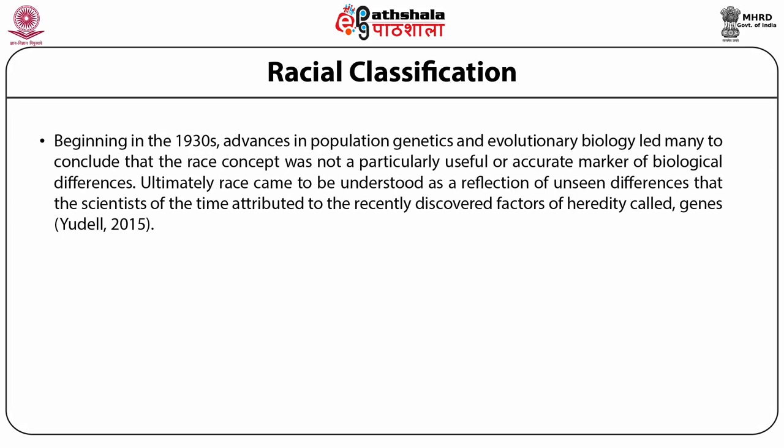Beginning in the 1930s, advances in population genetics and evolutionary biology led many to conclude that the race concept was not a particularly useful or accurate marker of biological differences. Explanations for racial differences based on measurable and observable physical traits such as cranial capacity and skin color gave way to a whole new way of thinking about the subject since the beginning of the 20th century. Ultimately, race came to be understood as a reflection of unseen differences that scientists attributed to the recently discovered factors of heredity called genes.